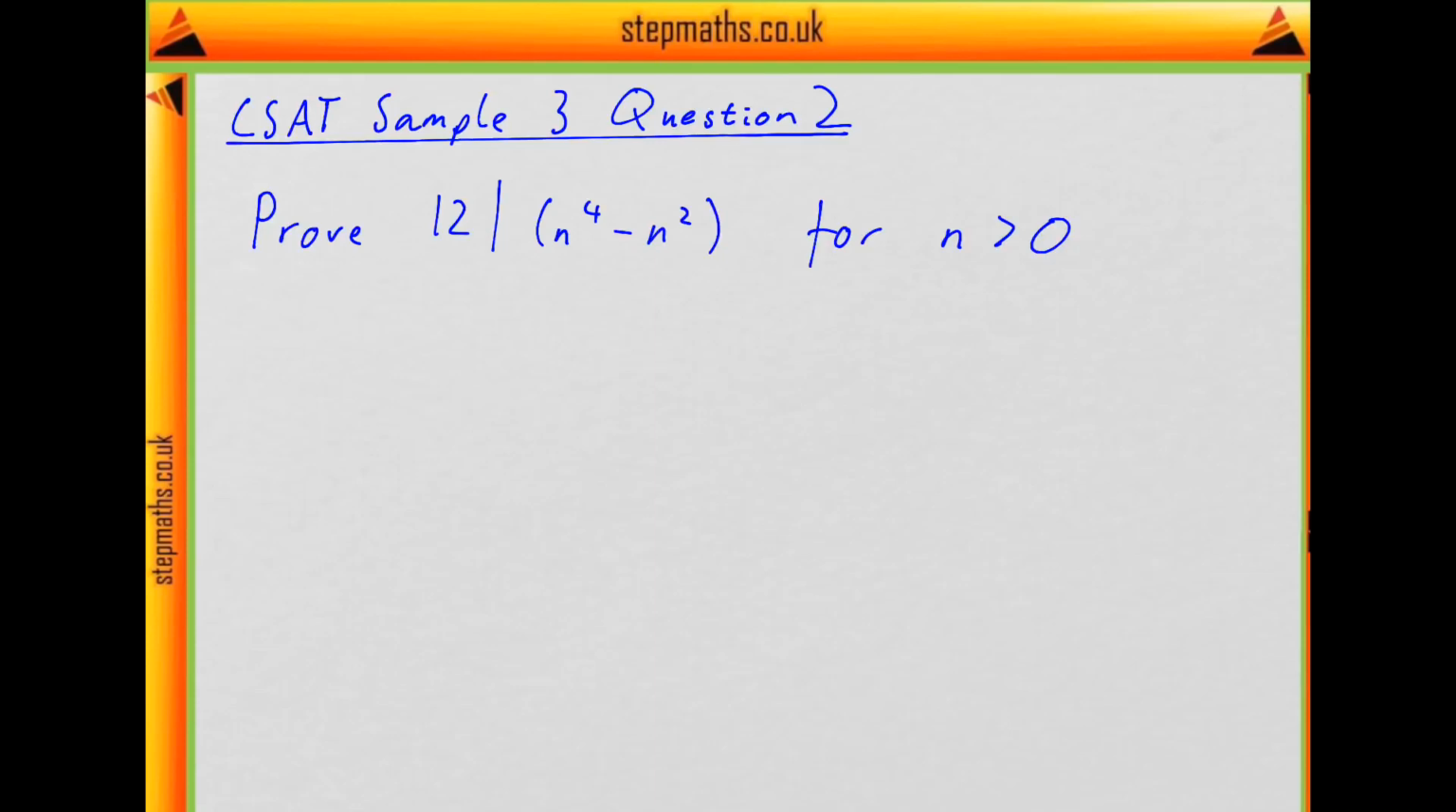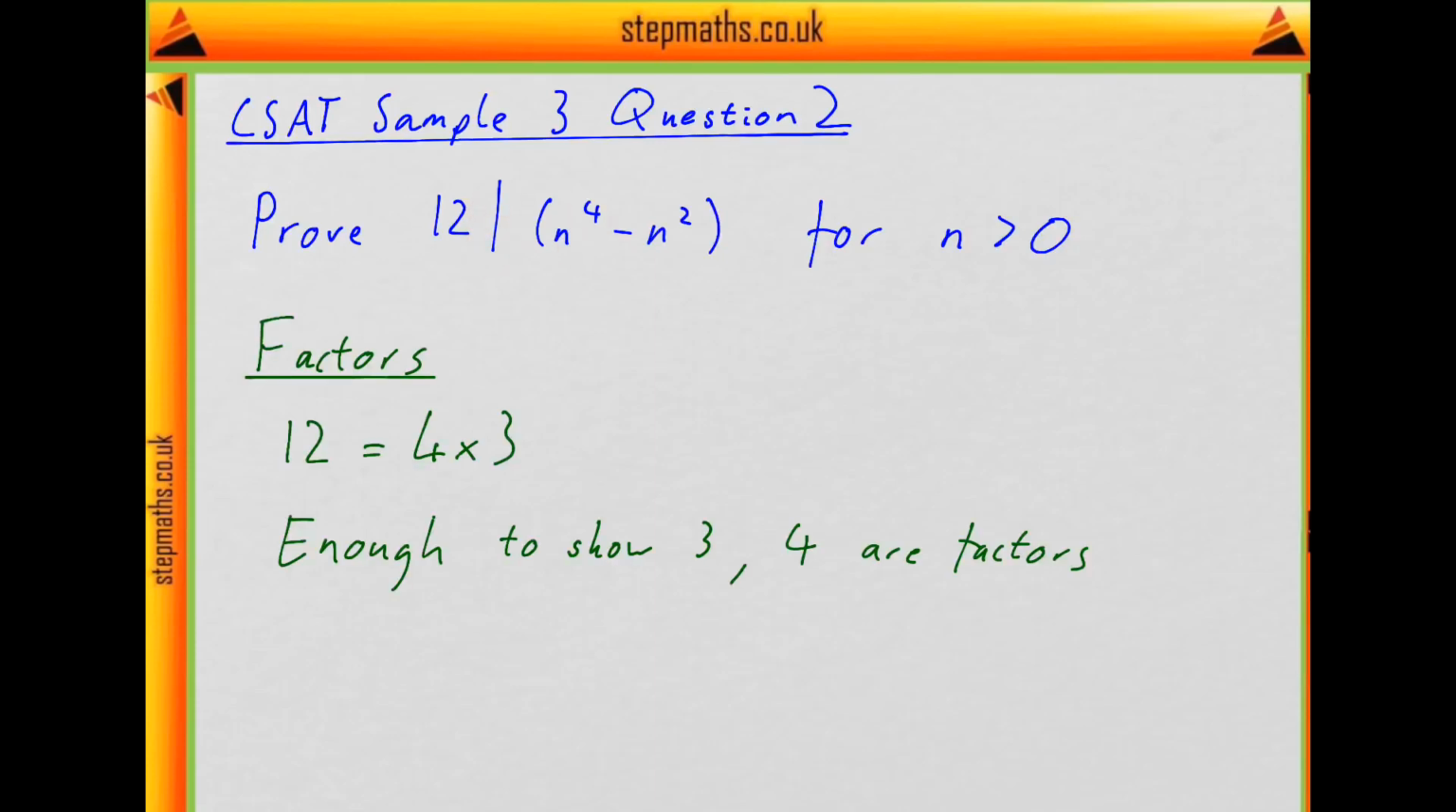So what are we looking for in this question? Well, it's an integer question, and we're explicitly told it's about factors. So let's think about the factors of 12. 12 is quite a big number to think about the divisibility of, but if we break it down, that makes it easier to work with. In particular, it's equal to 4 times 3, and 4 and 3 are both reasonably small numbers to work with. And it's enough to show that 4 and 3 are factors.